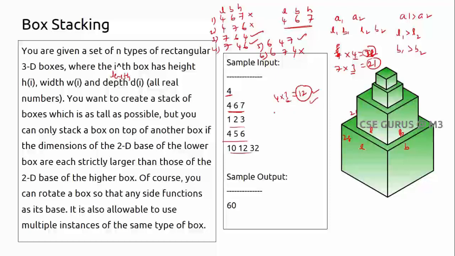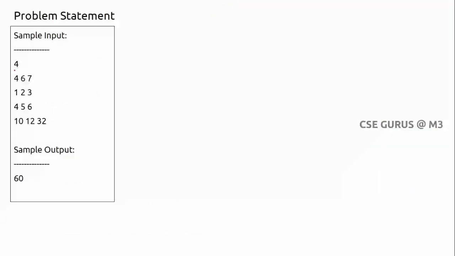So now you have to get the answer. What is the answer? Here you have to get the maximum height. How to solve this, we'll see. Anyway, for this one the answer is 60. I'll let you know how this answer is 60. Here there are totally 4 boxes. One box has dimensions 4, 6, 7, another has 1, 2, 3, like this it is given.